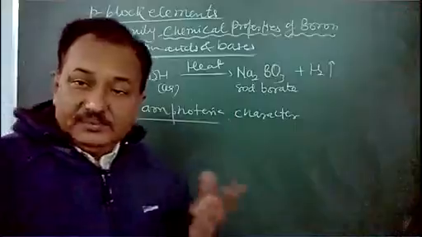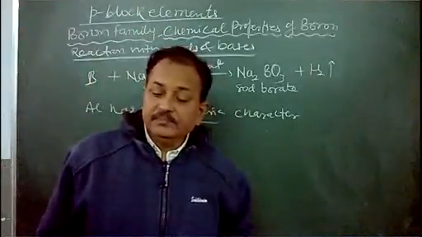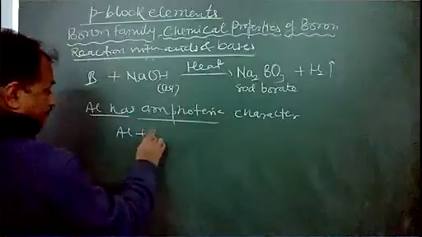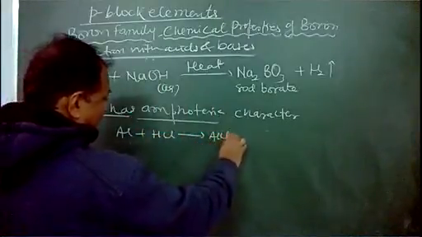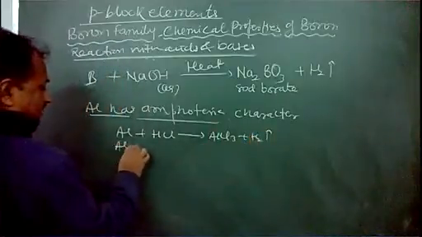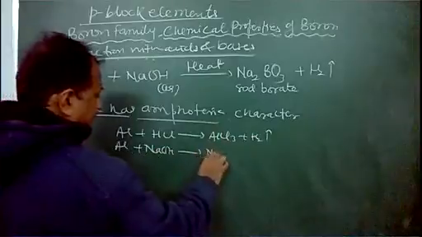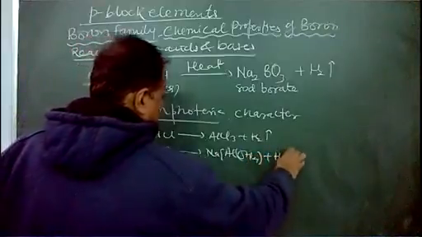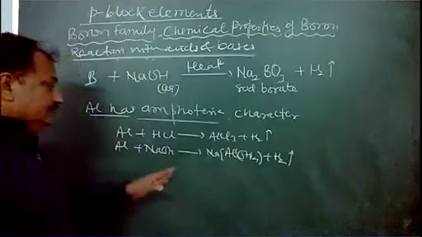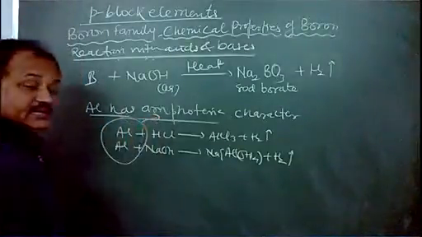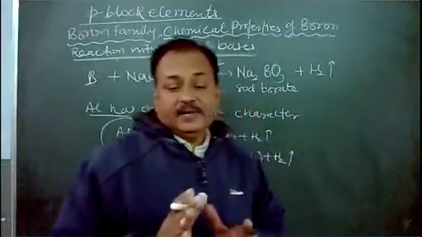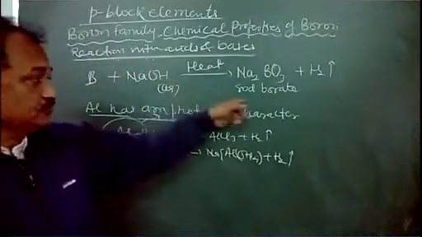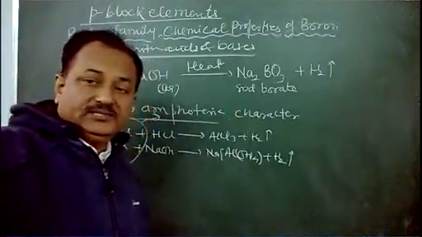Aluminium forms aluminium chloride and sodium aluminate. So aluminium has amphoteric character because aluminium reacts with HCl to form AlCl3 plus hydrogen gas. Similarly, aluminium reacts with NaOH to form sodium aluminate, and so this indicates that aluminium is amphoteric in character. Amphoteric character means whenever any substance reacts with acids and bases. So boron forms sodium borate.